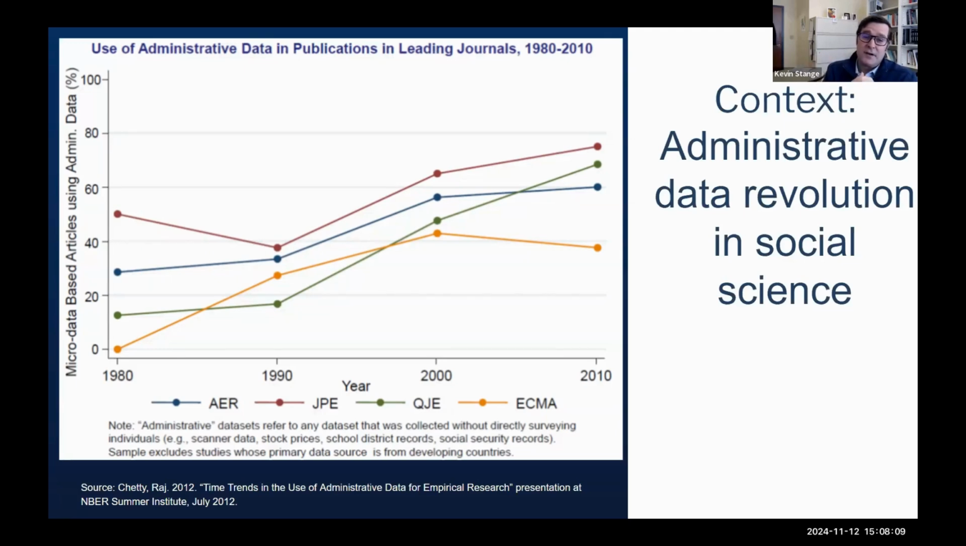This graph shows, for some of the main journals that publish economic research, what share of the papers use administrative data over a 30-year time window. You can see huge growth, from approximately 0 in some of the journals in the 80s to well over half the papers in economics journals using administrative data of some form. This graph comes easily from my field, but this phenomenon is true in basically every social science field.